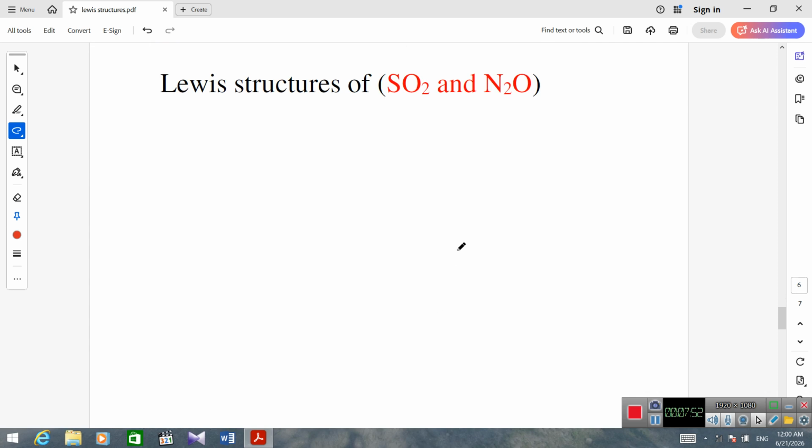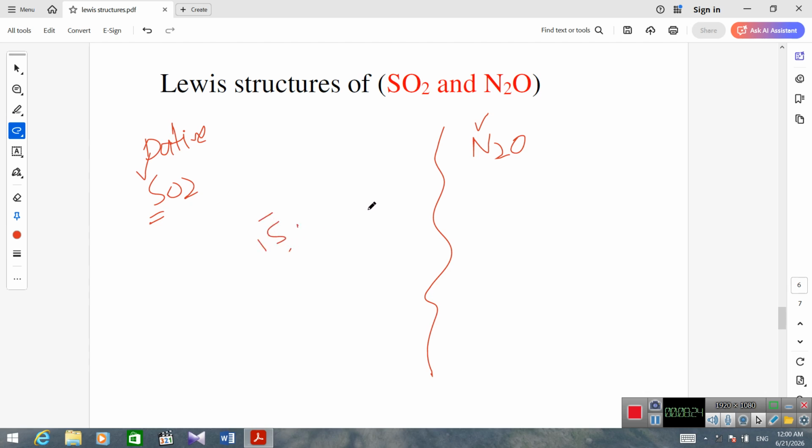But I want to explain 2 other structures, because sulfur dioxide has a dative bond, and in dinitrogen monoxide, where nitrogen is the central atom, it is a bit complicated. In SO2, S must be the central atom because it has less electronegativity than oxygen. S is from group 16, oxygen again group 16, and oxygen group 16.